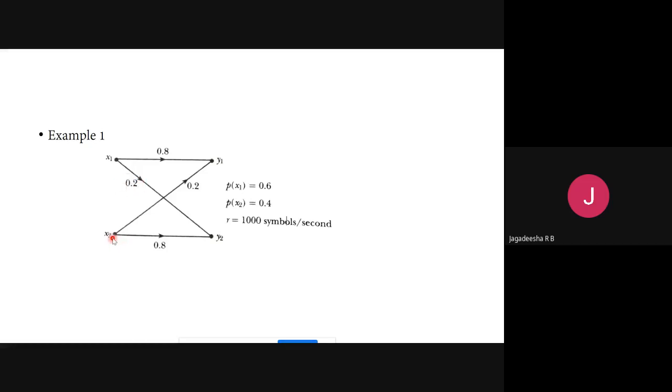And then we have x2, another symbol. If it is transmitted, then at one of the outputs, it may be received as y1 with the probability 0.2. And at y2, it may be received with the probability of 0.8. So this is the channel's condition, the probabilities when the inputs are transmitted and the outputs are detected.